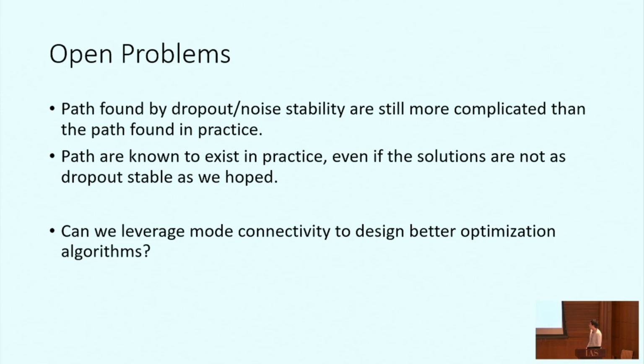And there are also settings where paths are known to exist in practice, but the solutions are not as dropout stable as we had hoped. In particular, you see that in our CIFAR experiment. What we found is that if you apply dropout to the lower layers of the convolutional neural network, then the quality of the solution actually suffers a lot. But if you only apply dropout to the higher layers, the solutions are still very good.